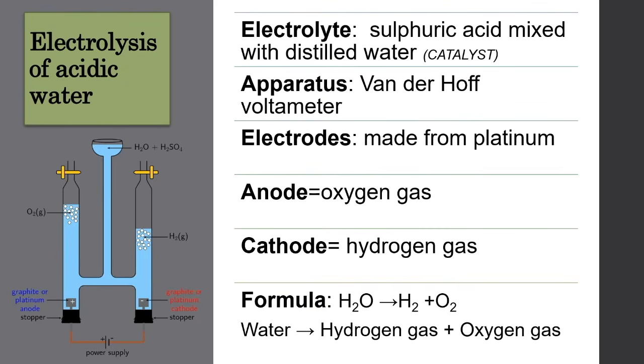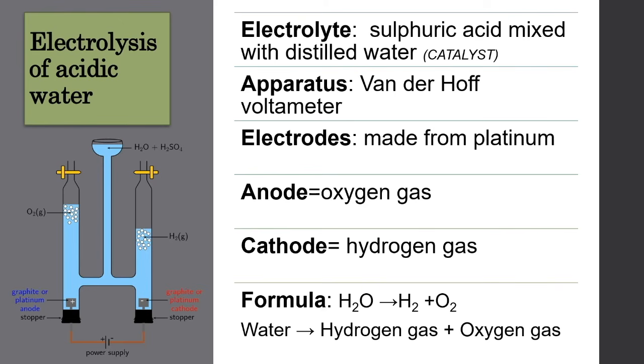The next experiment is the electrolysis of acidic water. Now, the electrolyte here is sulfuric acid mixed with distilled water. Distilled water is unable to conduct an electric current because it does not contain any ions, but, for example, our tap water will be able to. In this experiment, we are using distilled water. Distilled water will be mixed with sulfuric acid.